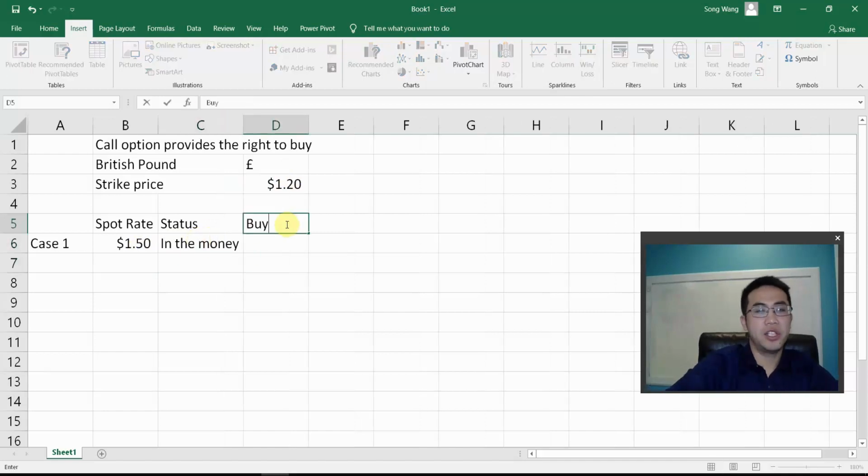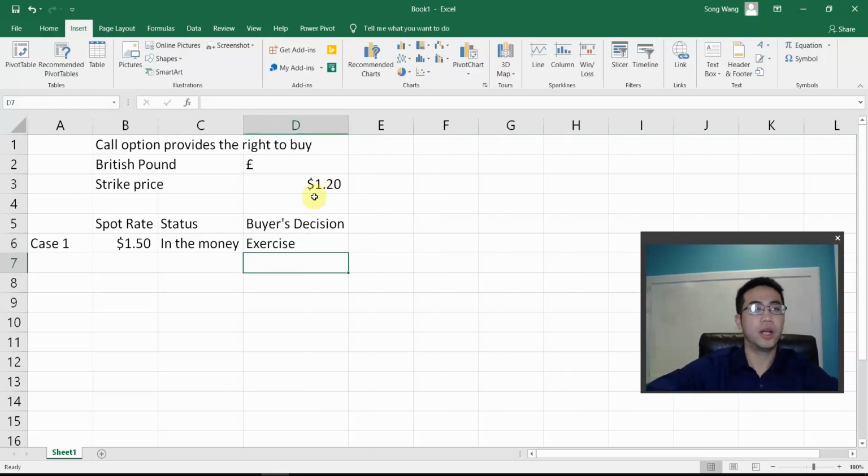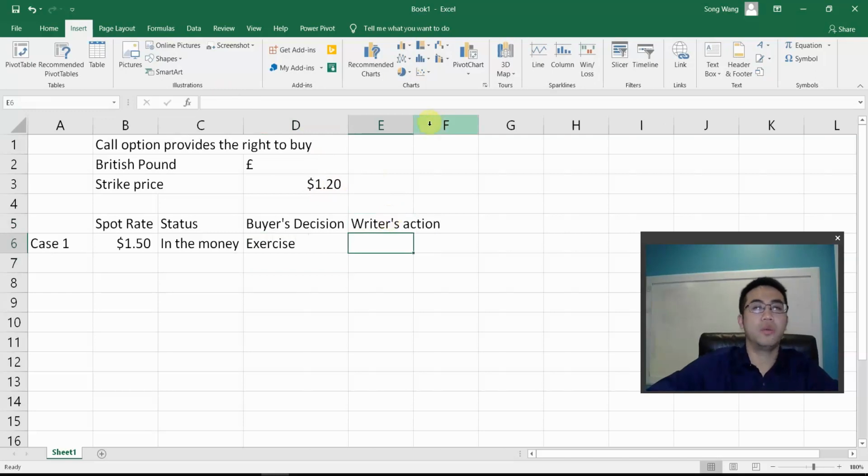And what's the buyer's decision? The buyer's decision would be to exercise the call option. And if the buyer chooses to exercise the call option, then the writer's action would be to fulfill the obligation.